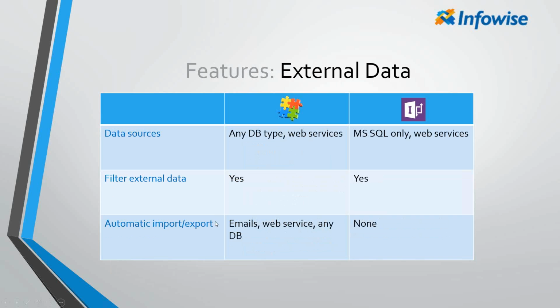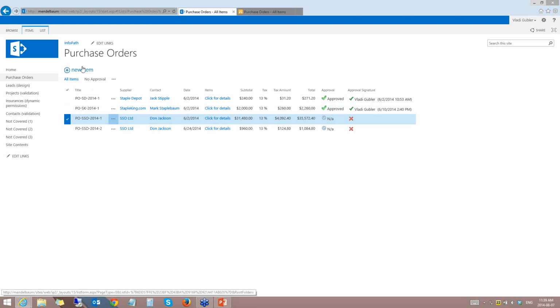External data. Okay, working with external data sources, we can do it with MS SQL and web services in InfoPath. In our case, we can work with any type of database or web services. We can filter your external data based on field values within your form, in both cases. And there's also the automatic process of importing and exporting. In our case, we can import from emails and your web services or any databases. So you can create CRM systems, help desk solutions, and so on. Completely automated.